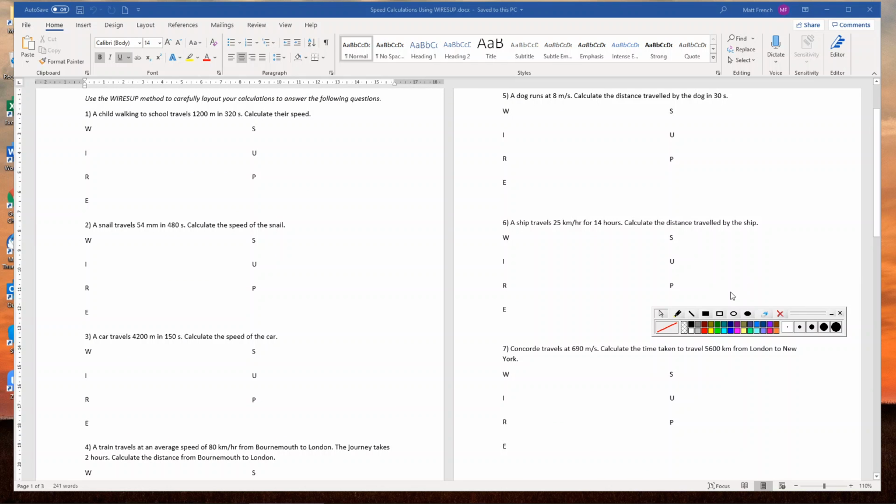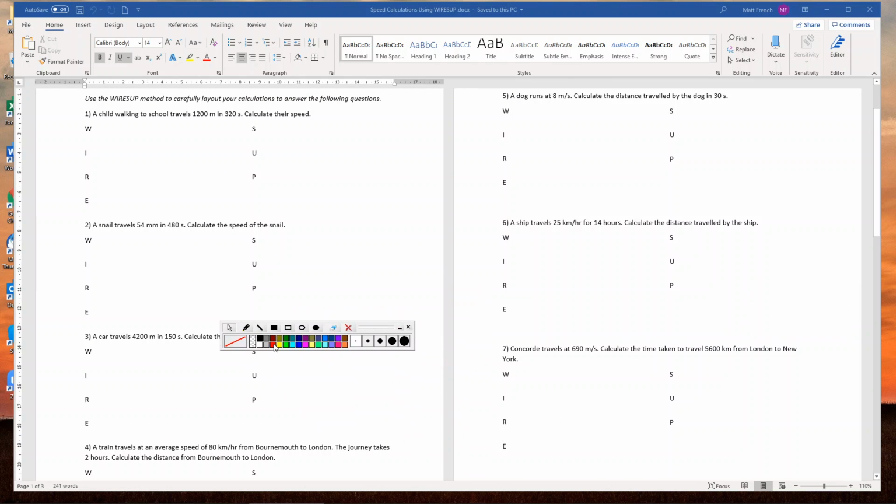Question 5. Let's have a look at question 5 then. We've got a speed. We're asked to find the distance. We have a time, so it's the same equation. Speed is distance over time, and so we insert the numbers next. So the speed was 8 meters per second. The distance was what we were trying to find, and the time the dog was running for was 30 seconds.